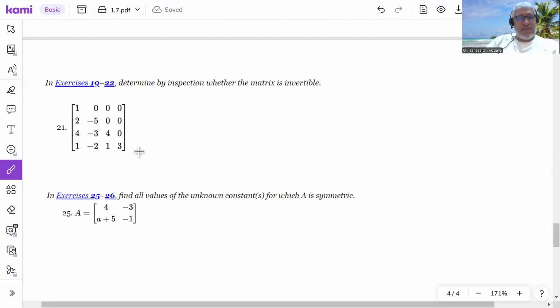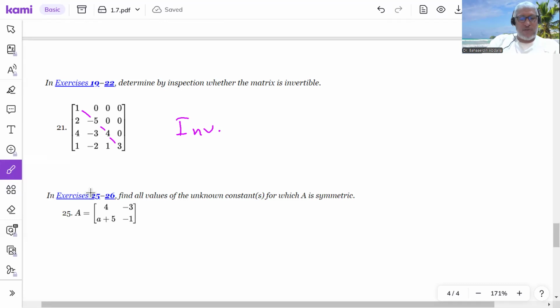Is this matrix invertible? It's a lower triangular. Look at the entries of the main diagonal, non-zeros. So yes. Okay, I'll just mention invertible, because all the entries on the main diagonal are not zeros.